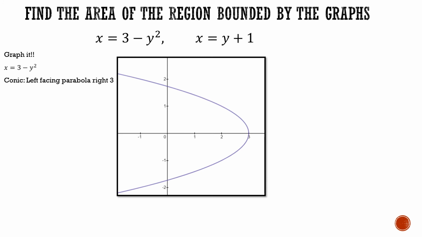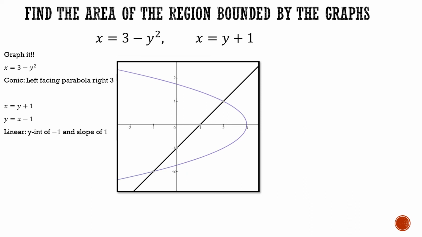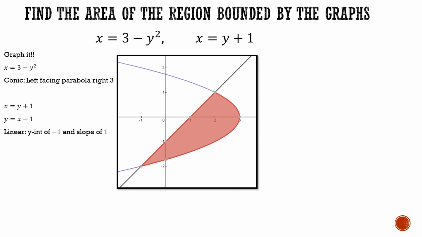All right, and then I need to graph x equals y plus 1. And so again, I'm going to rewrite it just so it's easier to graph. So I'm going to write it in terms of y. So y equals x minus 1, which is a linear equation that starts at -1 and slopes up with a slope of 1. All right, so we get something that looks like that. All right, so again, I'm going to shade in the region that is intersected by the two graphs, and I get this red shaded region.